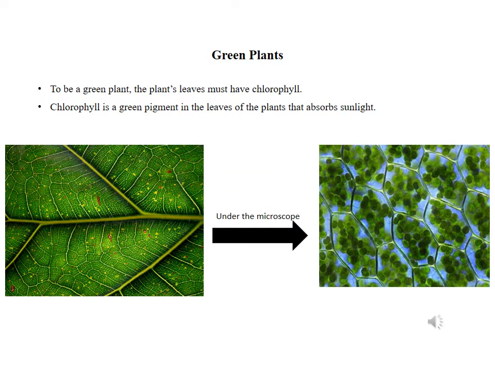Let's start. Plants are living things that grow and reproduce. To be a green plant, the plant's leaves must have chlorophyll. As you can see here, after microscopic observation, chlorophyll is a green pigment found in the leaves. So these green pigments are called chlorophyll. Each leaf contains millions of chlorophyll pigments responsible for the absorption of light from the sun.